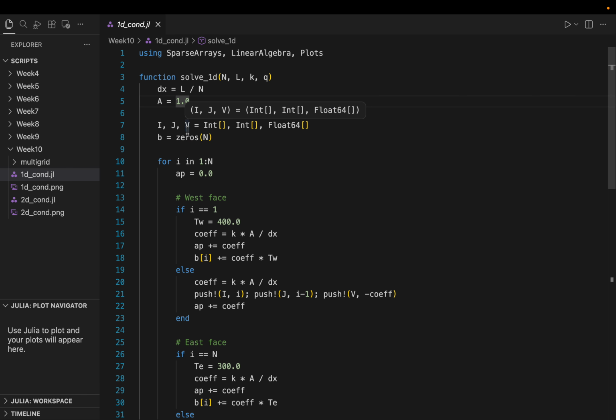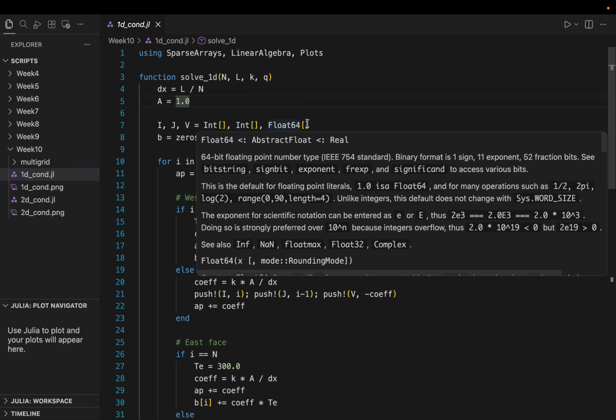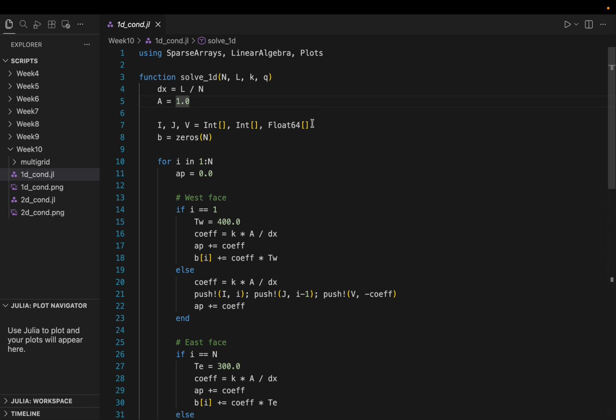So what this line says is now create an empty array which is of integers, and the last one is a float, which is the actual value of the element in that particular matrix. B is where our source terms are stored. Initially, we declare it to be 0. Now all I have to do is go along the grid, define my boundary conditions, etc.